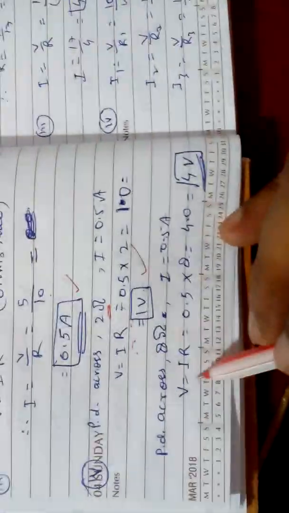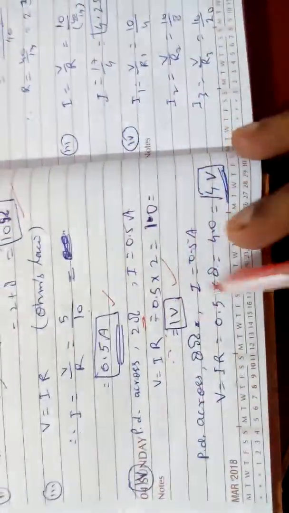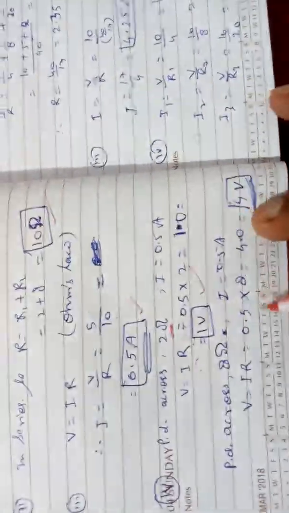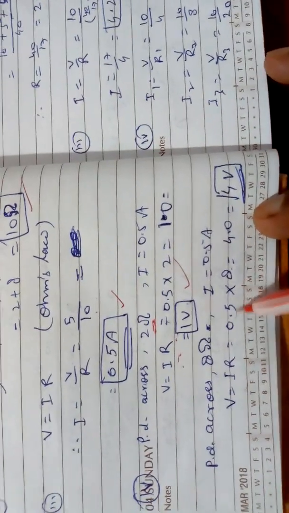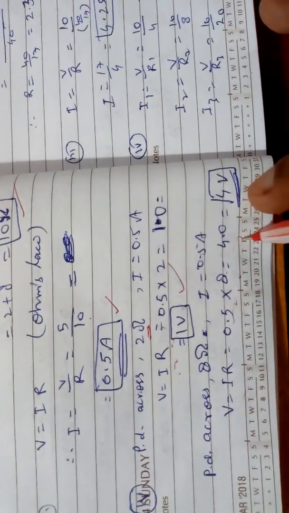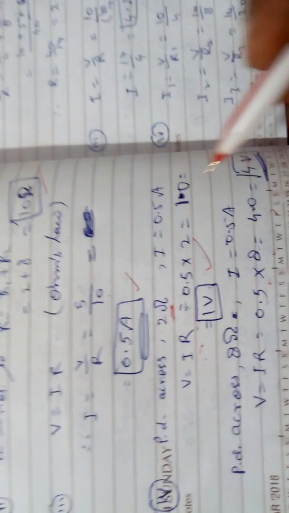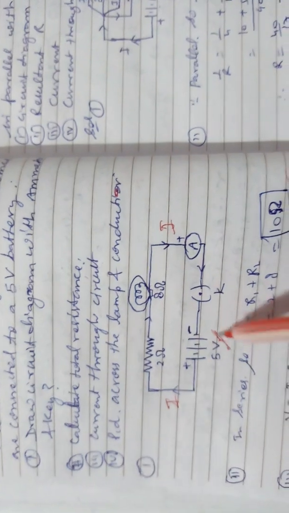8 ohm, again V is IR, so 0.5 into 8, 4 volt, and the sum of both will be 5. The sum of the potential difference across both the ends will be the resultant potential difference, here 5. So it is your next question.